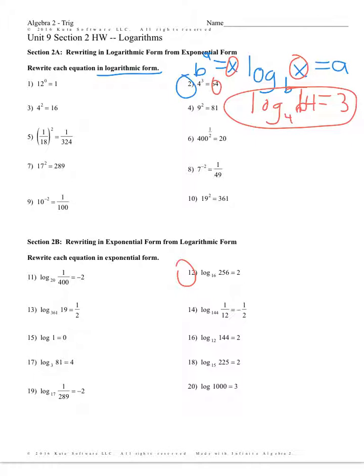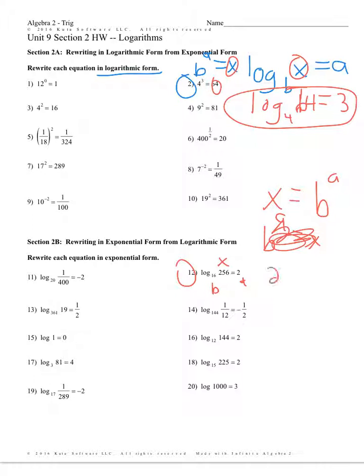Okay, let's go down, and we'll do number 12 here. Now we're in logarithmic form. We want to write in exponential form. So we want to write that b to some power is equal to x. And actually, let's write it the other way. Let's write x equals the base to some power of a. Okay, so remember the little base is this little number. This is the x, and this is the a.